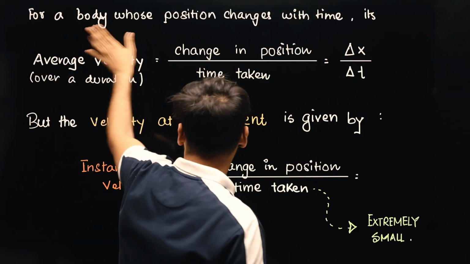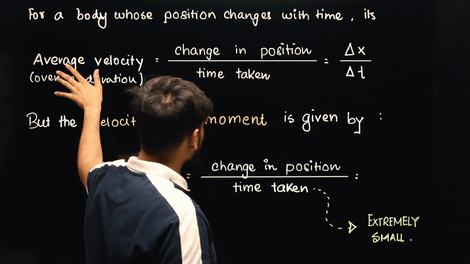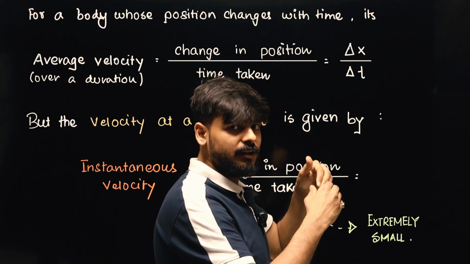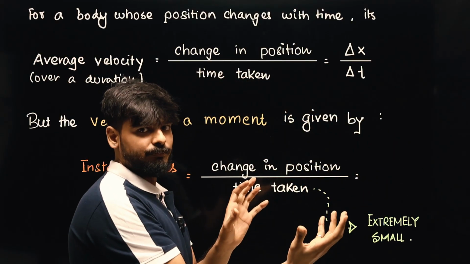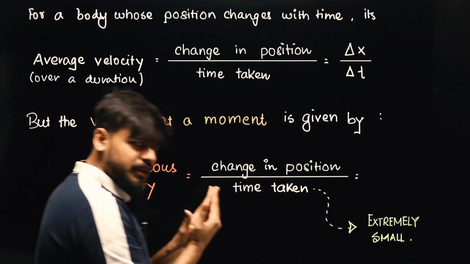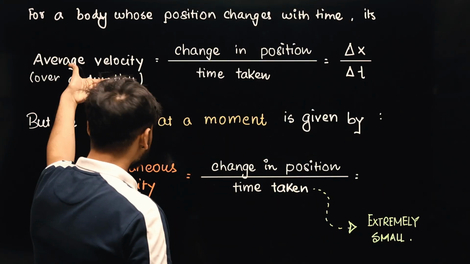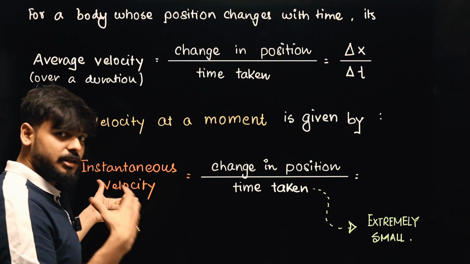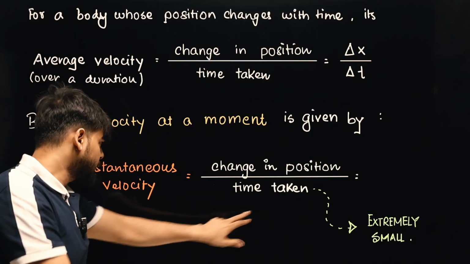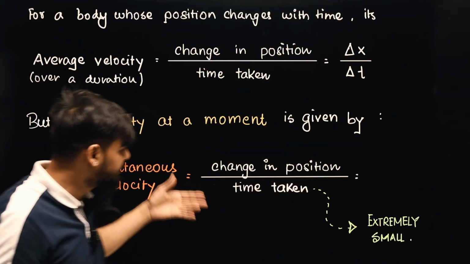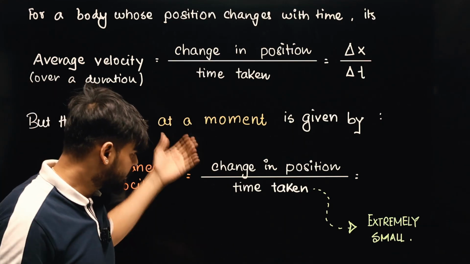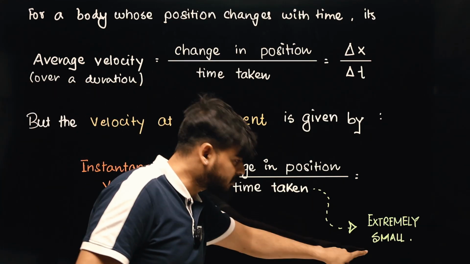Recall that used to give you the average velocity. It's giving you the average velocity because these changes in times were significant, long intervals of time. But if the time interval taken is extremely short, 0 plus, then that average velocity actually converges to the measurement of velocity at a moment. And so we can say this is the formula for the velocity at a moment. But we must write that in this formula, the time taken must be extremely small.